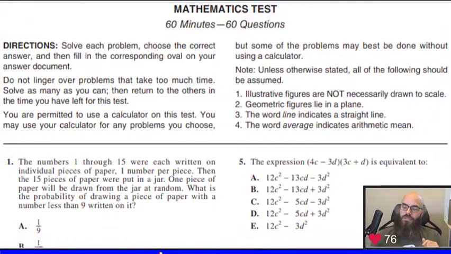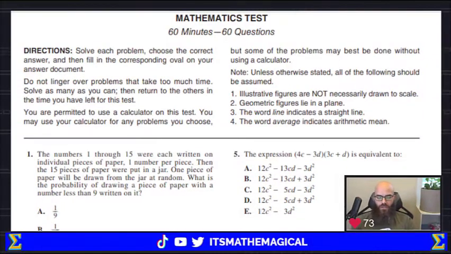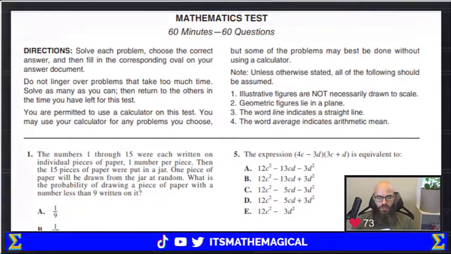You are permitted to use a calculator on this test. You may use your calculator for any problems you choose, but some of the problems may be best done without using a calculator. Sometimes using a calculator may actually cause precious time to tick away, so it might be best in most cases to not use a calculator. So let's scroll down. We'll go in order.